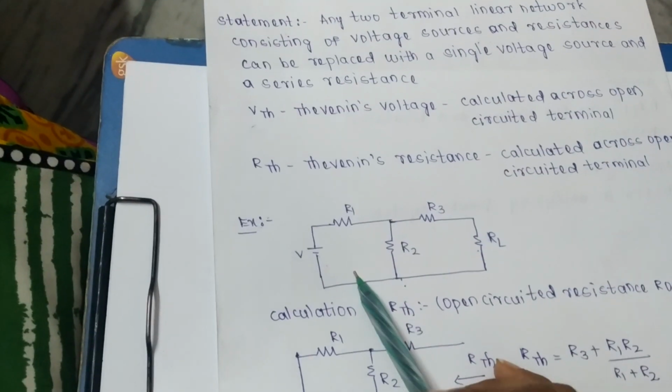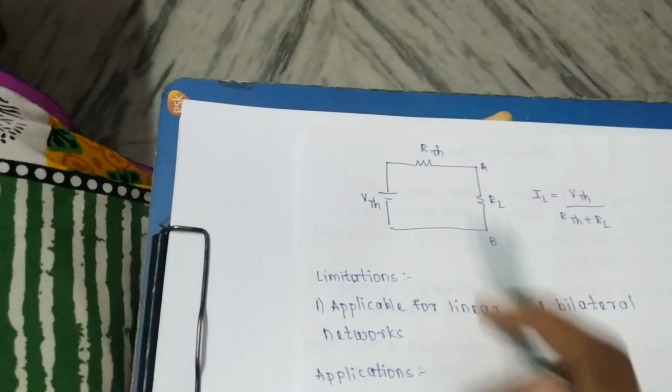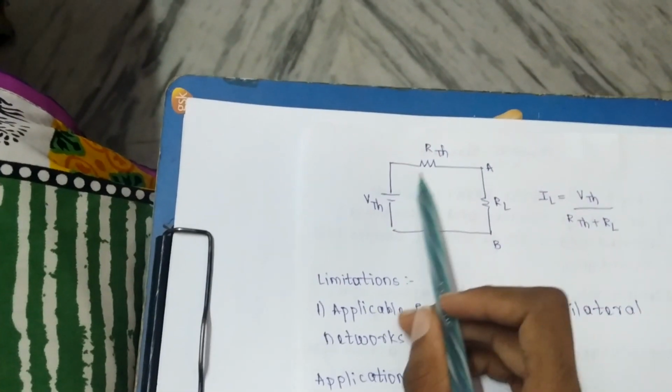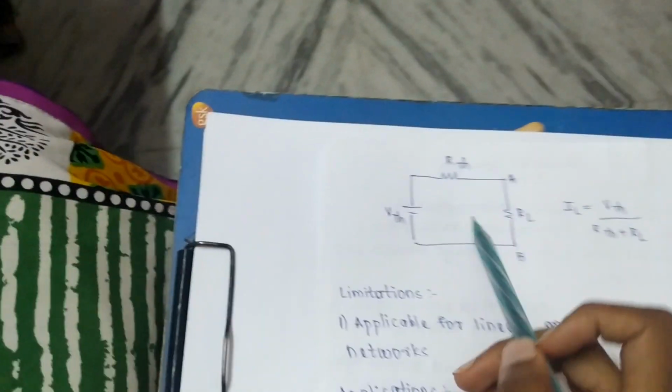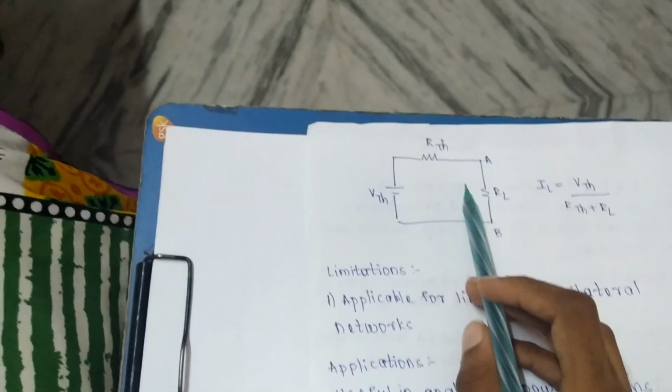So a voltage source with the resistances R1, R2 and R3 can be simply replaced by a voltage source with a series resistance Rth. That is known as Thevenin's theorem. So you may have any number of voltage sources, you may have any number of resistances. This can be simply converted into a single voltage source with a series resistance. That is the statement of Thevenin's theorem.